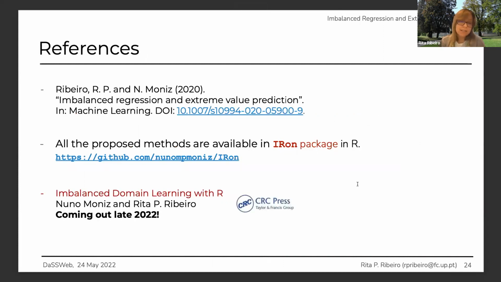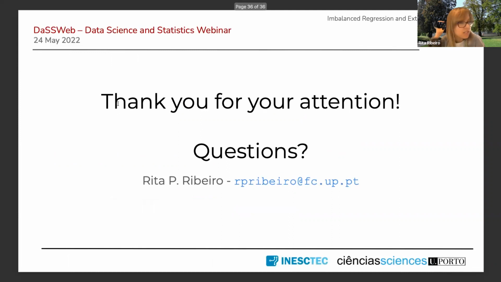These are the references. Basically, what I have presented to you here was a paper with Nuno Moniz from 2020. We have all these methods in an R package, which we call IRON. We are working, as I told you, on embedding the optimization of SERA in machine learning algorithms. We are also working on a book on imbalanced domain learning, which hopefully will come out in late 2022. So that finishes my presentation.